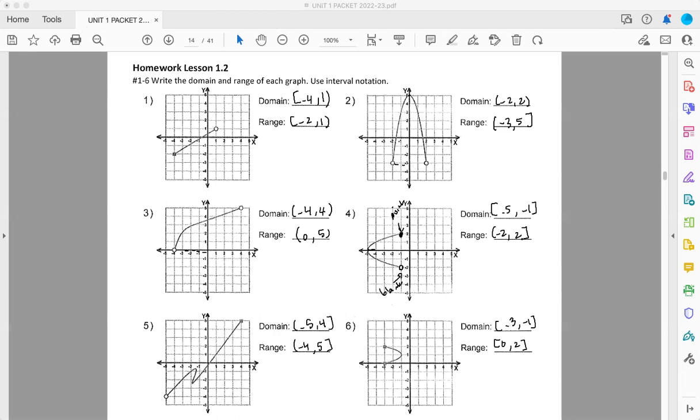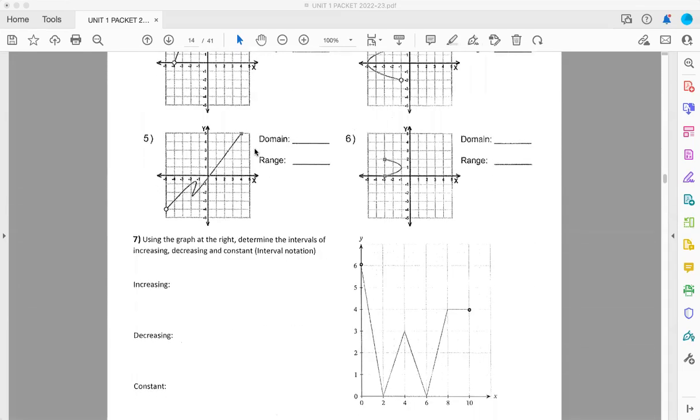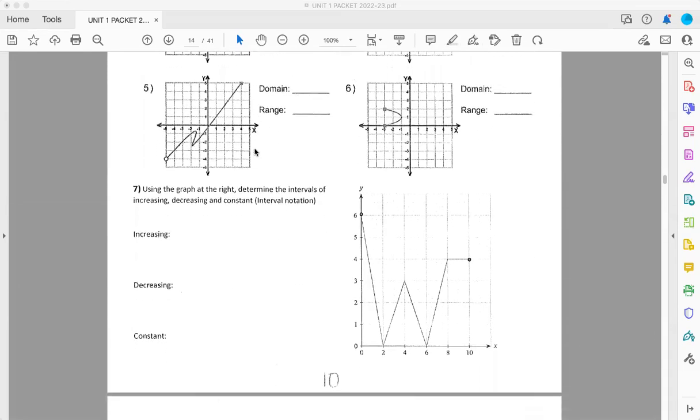And then the last question on this page and homework for 1-2, and this will conclude this video, is: using the graph at the right, determine the intervals where the graph is increasing, decreasing, and so on. So I'm going to color code it again. This right here, the first part, is decreasing. And also this right here is decreasing.